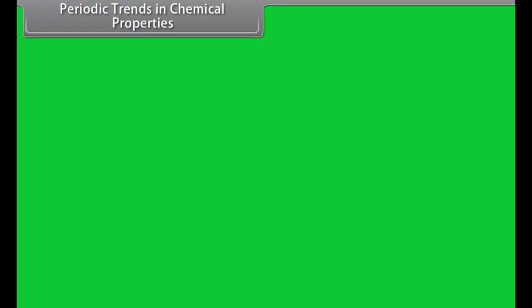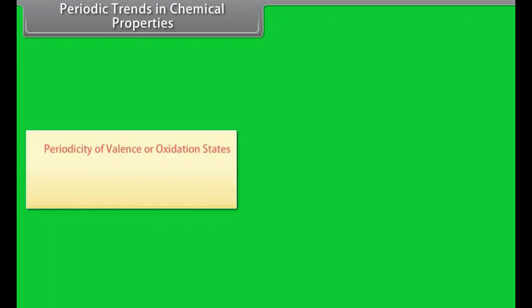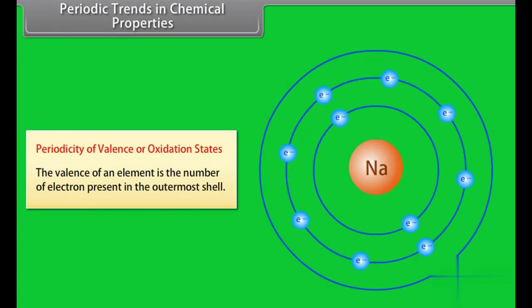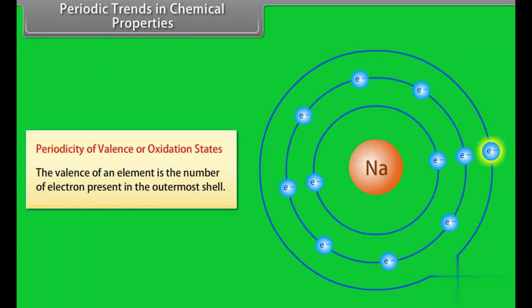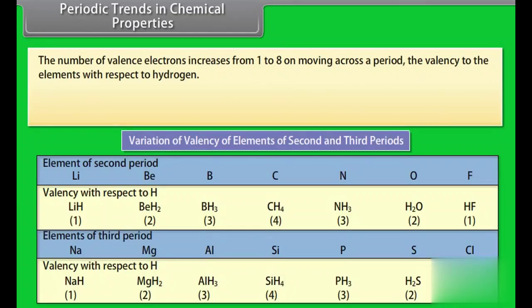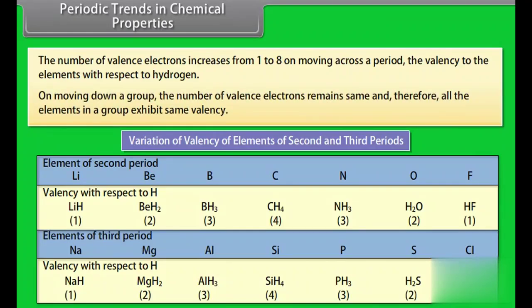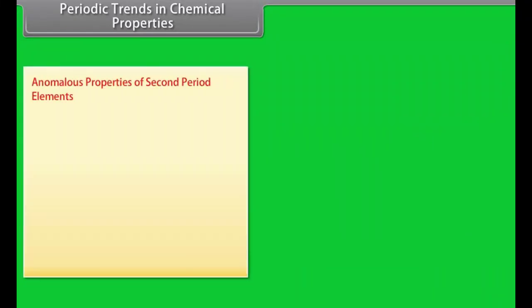Periodic trends in chemical properties. Periodicity of valency or oxidation states. The valency of an atom is the number of electrons present in the outermost shell. The number of valency electrons increases from 1 to 8 on moving across a period. The valency of the elements is also considered with respect to hydrogen. On moving down a group, the number of valency electrons remains same and therefore all the elements in a group exhibit same valency.